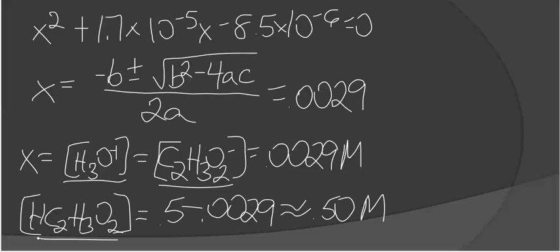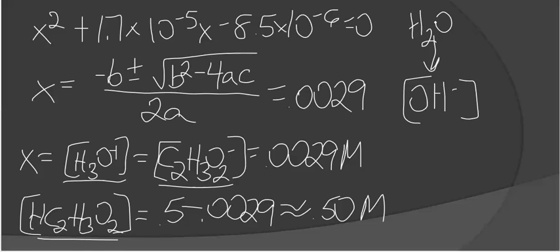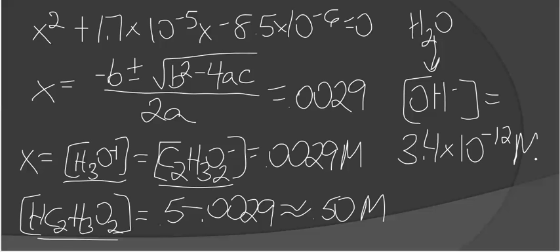There's one more species present. Anytime you have H3O, you also have OH, and vice versa, because OH comes from the dissociation of water. So if I take 10 to the negative 14th and I divide by x, I get the concentration of OH. It's very small, but it's still present. 3.4 times 10 to the negative 12th molar. So those are the four species that are present in a solution of acetic acid.